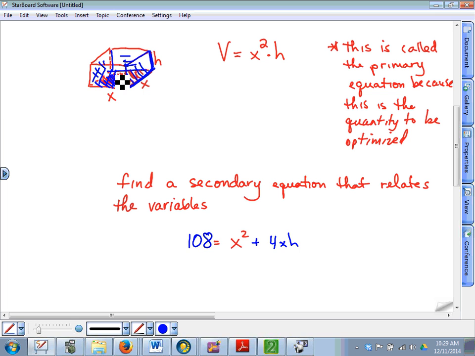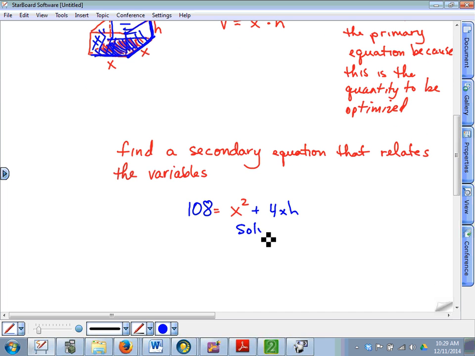That's the area of the base of this box because it has a length and a width of x. X times x is x squared. So now we've got to solve this for h. It's going to be 108 minus x squared all over 4x. I know we're doing a lot of steps combined, but you okay with that? Yeah. H is equal to 108 minus x squared all over 4x.